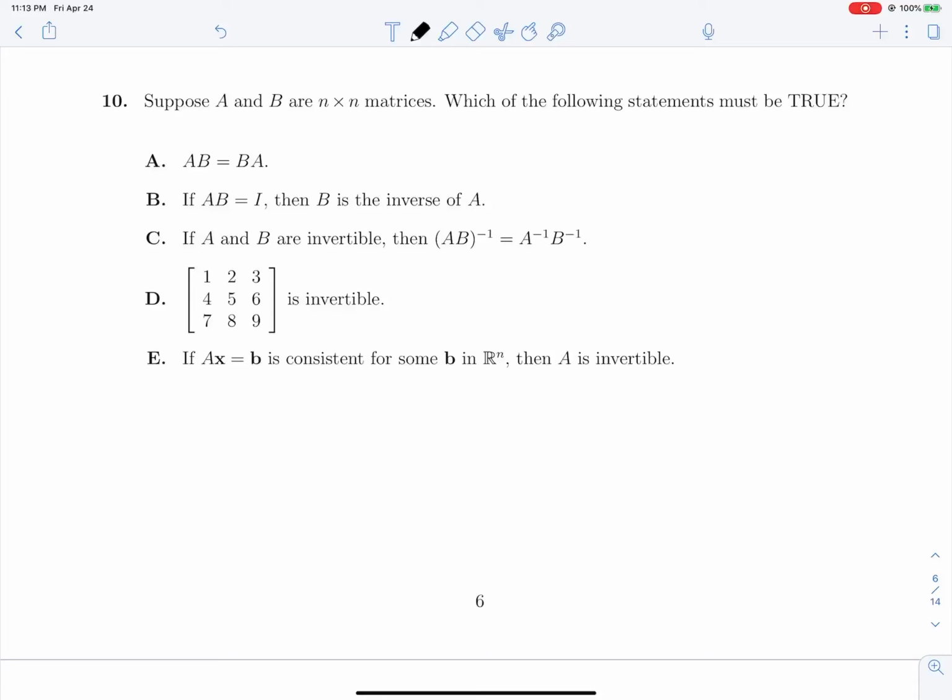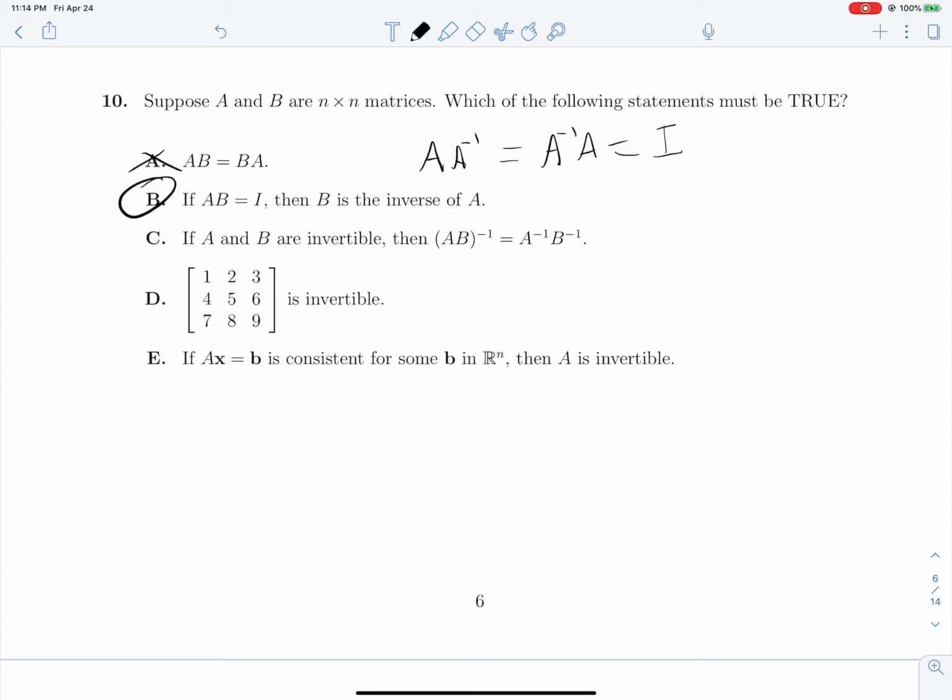10. Suppose that A and B are n by n matrices. Which of the following statements must be true? Well, A is only true if A and B are the identity matrices, which they are not, because any matrix times the identity is just itself, and so there's no way to say that this has to be true for any arbitrary n by n matrices. Let's see, if AB equals I, then B is the inverse of A. Well, I completely agree with this. We know that A times A inverse, or A inverse times A, is equal to the identity matrix, and that's the only case that we know this for, and so therefore B has to be the inverse of A.